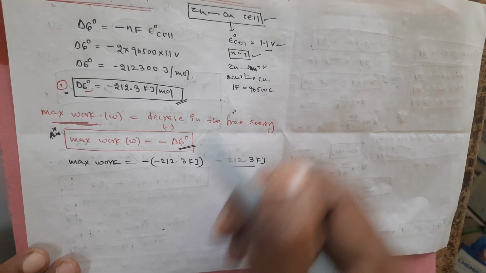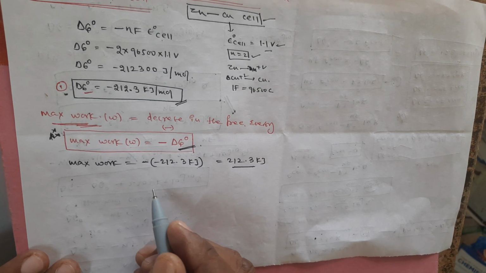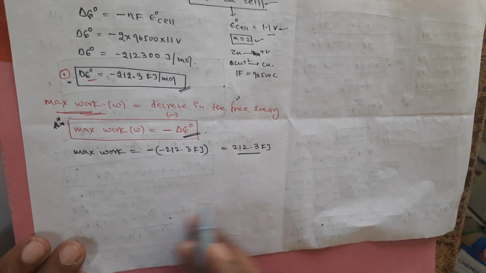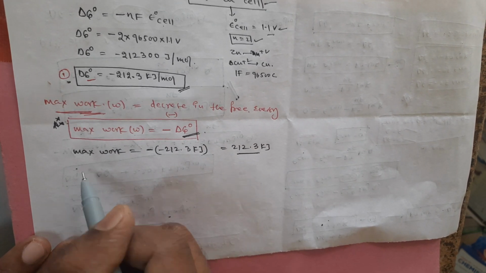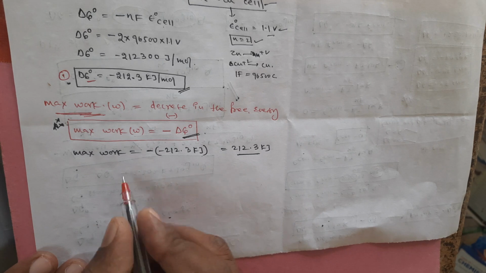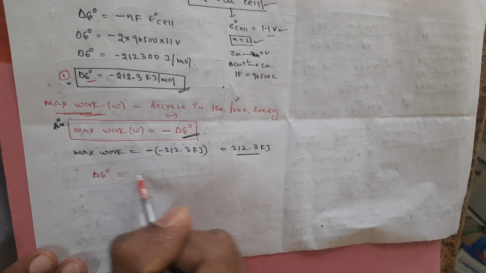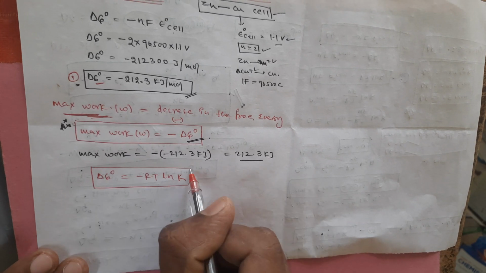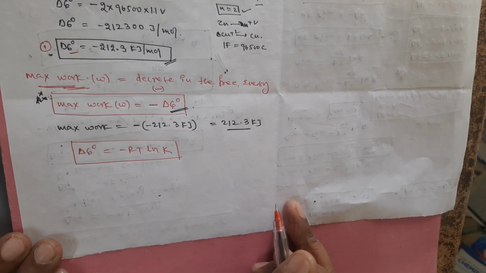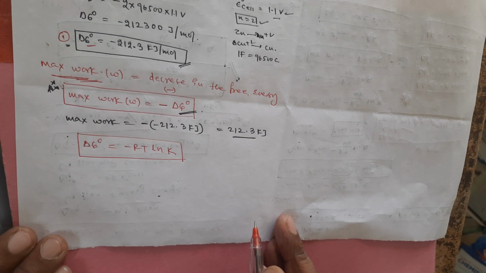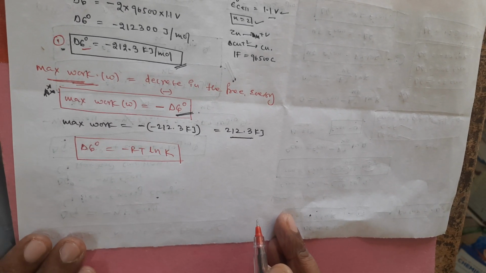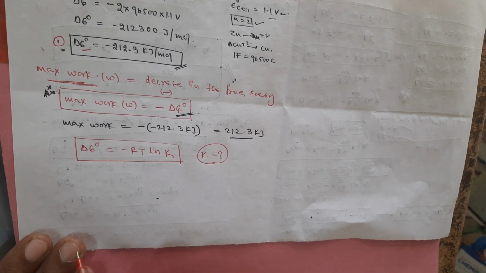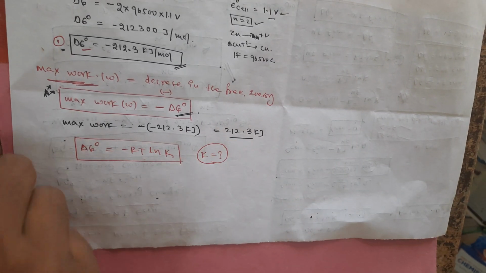And the next one is what? The equilibrium constant. How to find the equilibrium constant with respect to delta G naught. Just now we gave a relation between delta G naught and the equilibrium constant, that is delta G naught is equal to minus RT ln K. This equation is given, the relation between delta G naught and the natural logarithm of K. So from here we can find the equilibrium constant K for the Daniell cell.